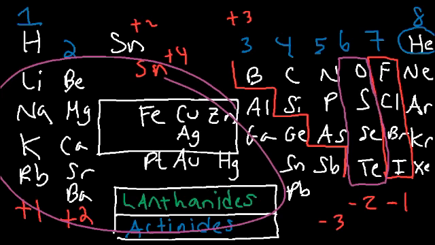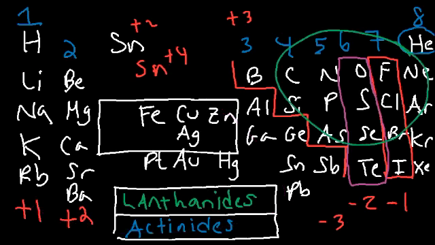Metals conduct heat and electricity. They're also malleable. They can be hammered into sheets, and they're ductile. They can be pulled into a wire. So you have metals. Metals like to give away electrons. So metals are electropositive. As they give away electrons, they form positive charges.